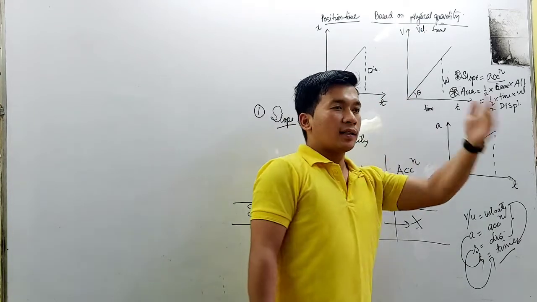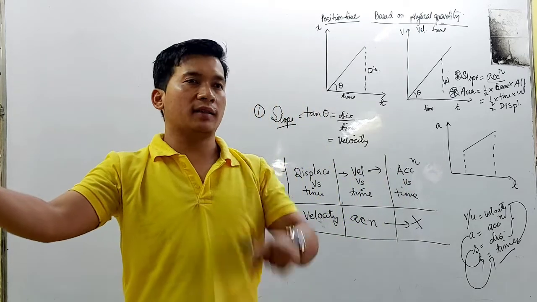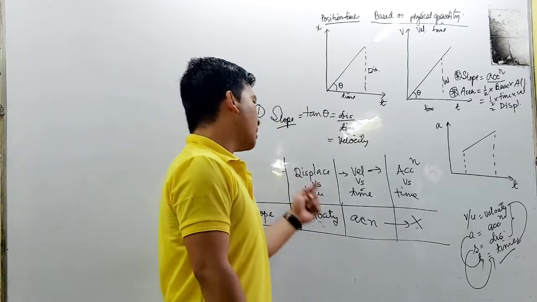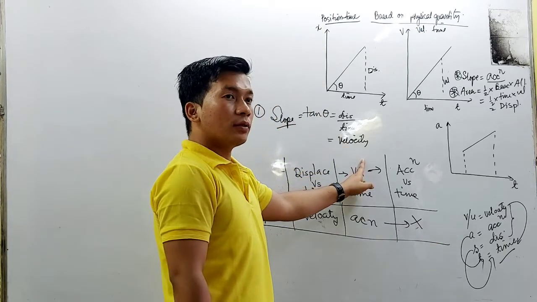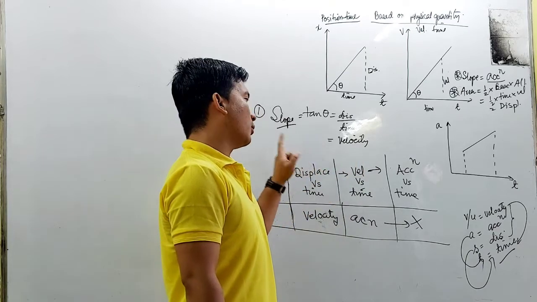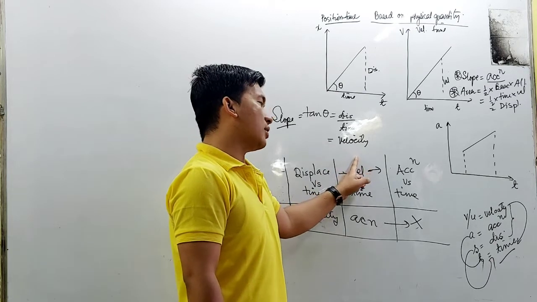If the displacement is considered with time, then the slope will give velocity. The slope of the displacement versus time graph will produce velocity, and the slope of the velocity time graph will produce acceleration.